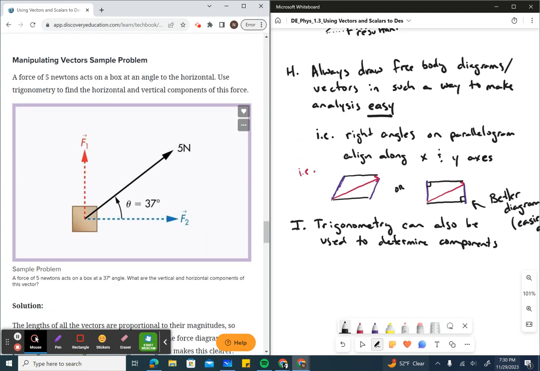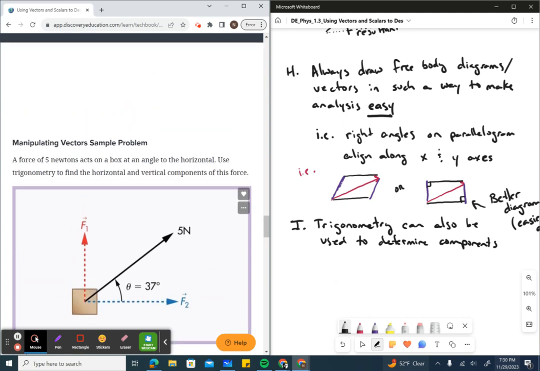All right, so they give us an example. You've got this force of 5 newtons, and it is acting at an angle of 37 degrees from the x-axis, from horizontal. Could you figure out F1 and F2 using trigonometry?